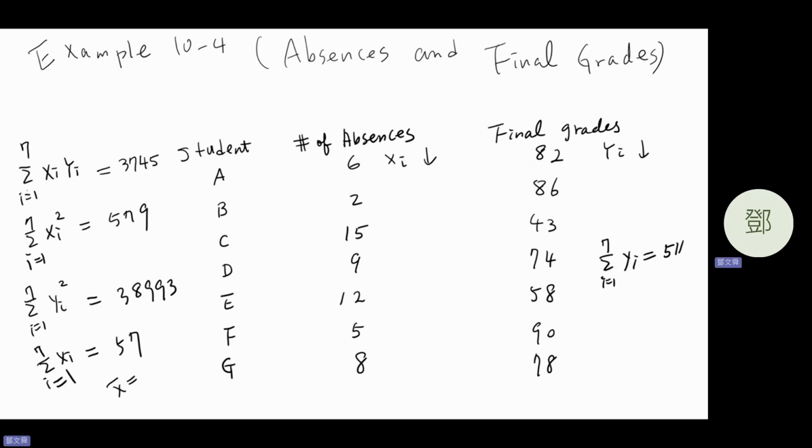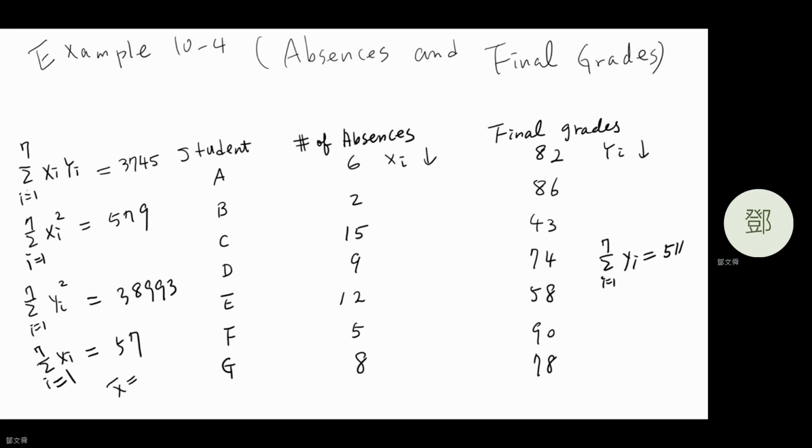How many times of absence have you done? How many absences? Two times. Why? And what is the final grade? 86. And now what about the third student? He must be very busy or lazy. How many times was he or she absent?